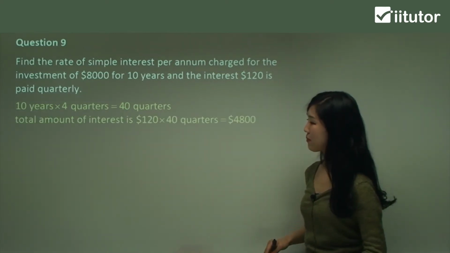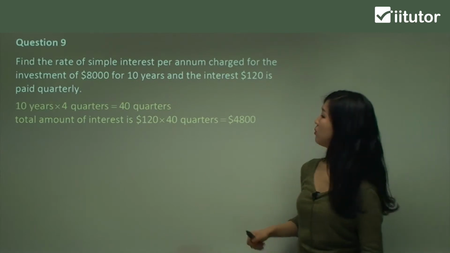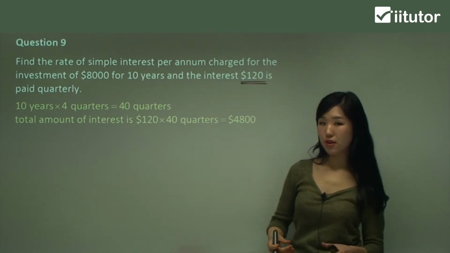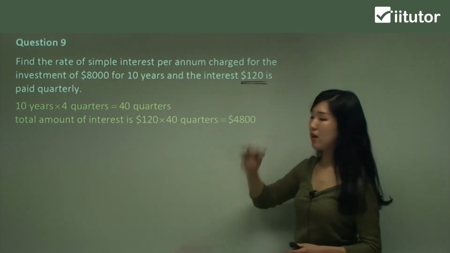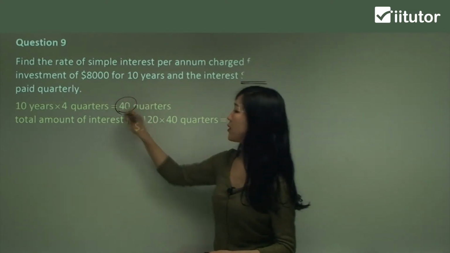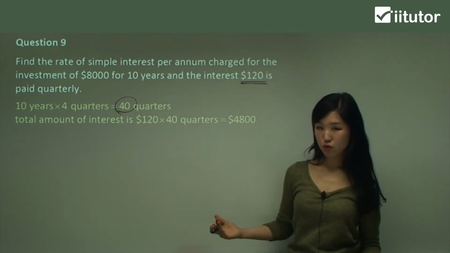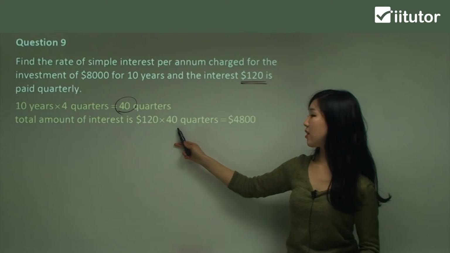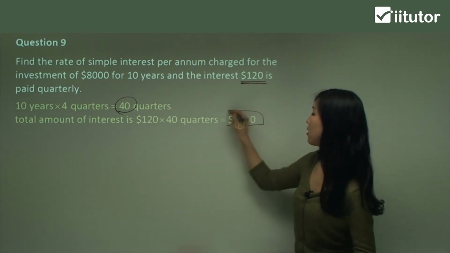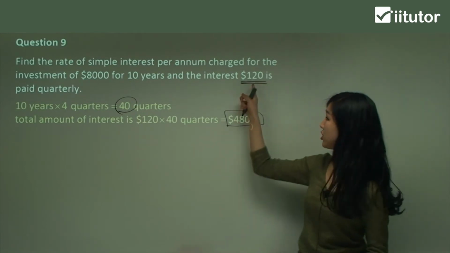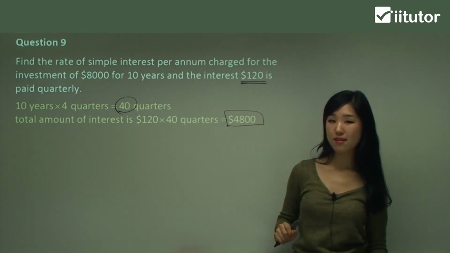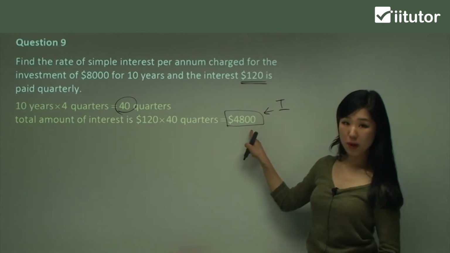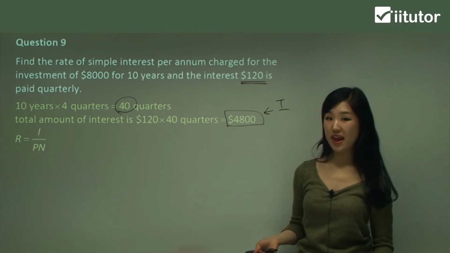So now that I've got that, I'm going to find my total amount of interest. The $120 is not our one-off interest, okay? Interest of $120 is paid quarterly. We calculated that there's 40 quarters. So how much interest in total are we paying? It's basically 120 times the 40 quarters, right? So our simple interest is $4,800, not just the 120. So make sure you are careful with that, okay? So our interest, I, we're going to be using this one. Let's put it into our R equals I over Pn formula.